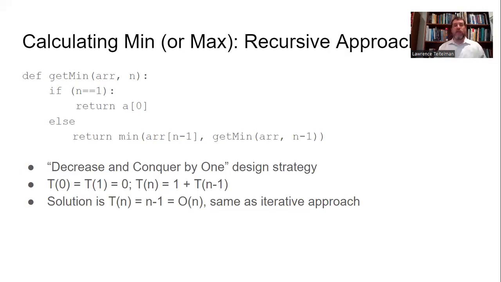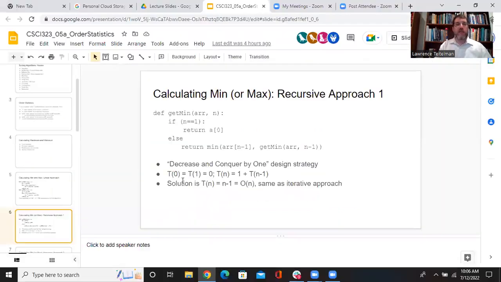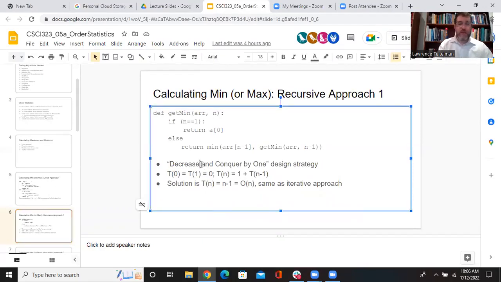What does decrease and conquer mean? It means that each time we reduce the size of the problem, in this case, by 1. I should actually change the name of that. The proper way to say this is it's a decrease by 1 and conquer. That's actually a better way to say it.